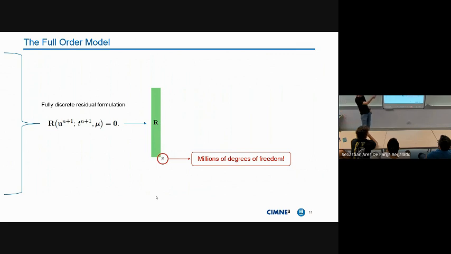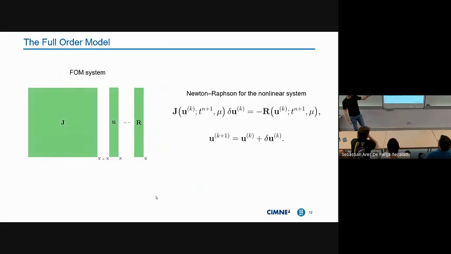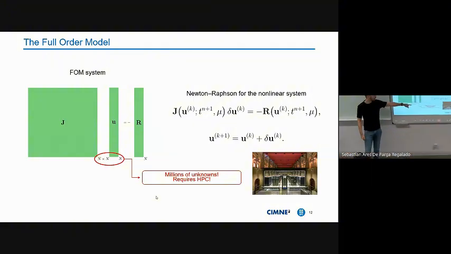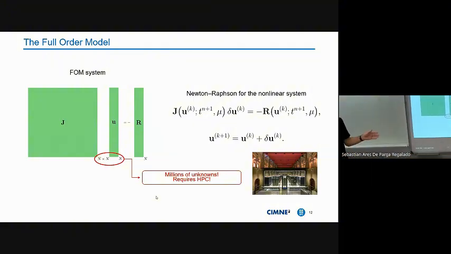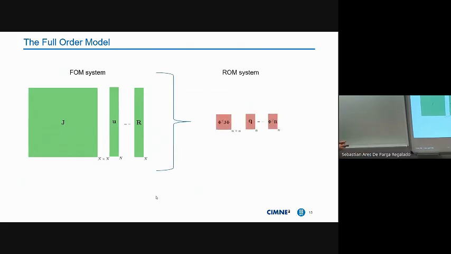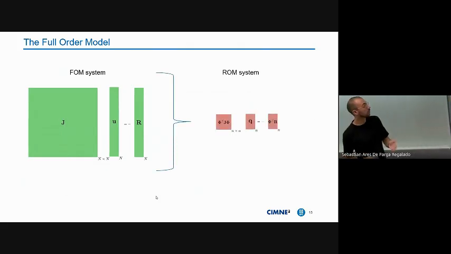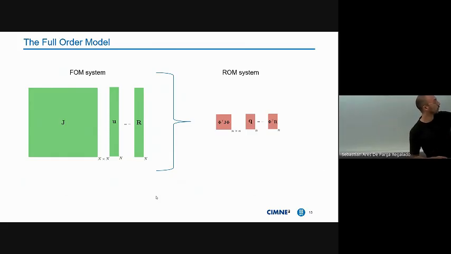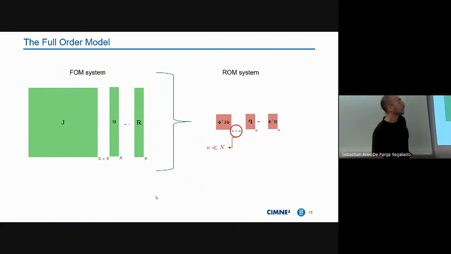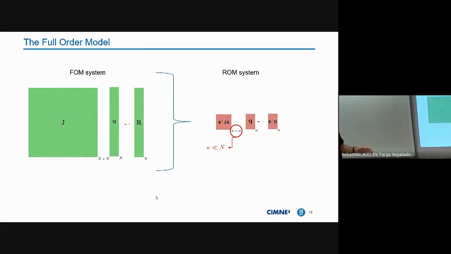The way you minimize this residual is by a Newton-Raphson method or something of this sort, where you solve a linear system of equations that is huge. When I say it's huge, in industry it is tens of millions or sometimes billions of unknowns, so this often requires the use of high-performance computing. What we aim for with the reduced order model is to find a reduced representation of this full order system by projecting it into a much smaller subspace, in such a way that instead of solving a million by million degree of freedom problem, we solve a problem that is maybe 5 by 5 or 10 by 10.